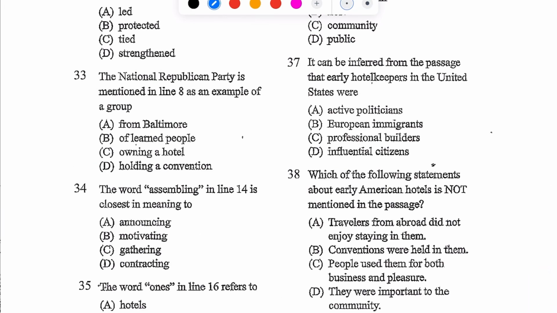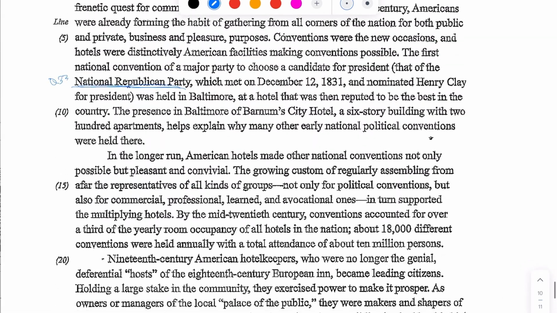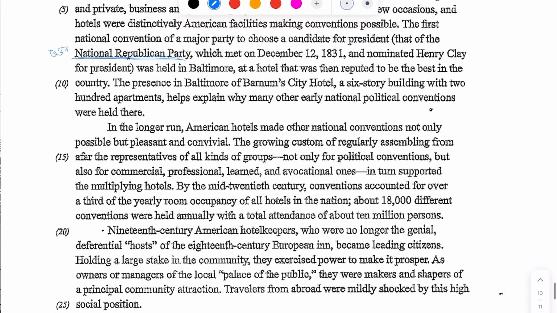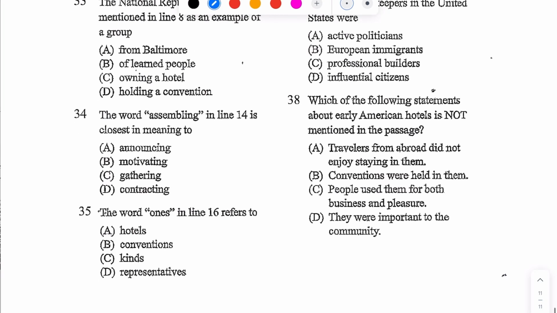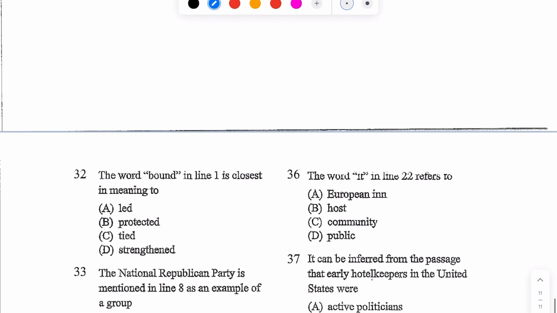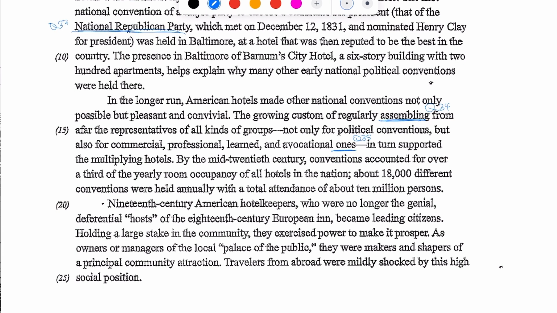Next to 33, the National Republican Party is mentioned in line 8. So let's go to line 8 for the National Republican Party. It's for 33. Next to 34, the word assembling in line 14. So we have to line up assembling. That's Q34. And then 35, the word ones in line 16. We see ones here. The word it in line 22. It's over here, question 36.